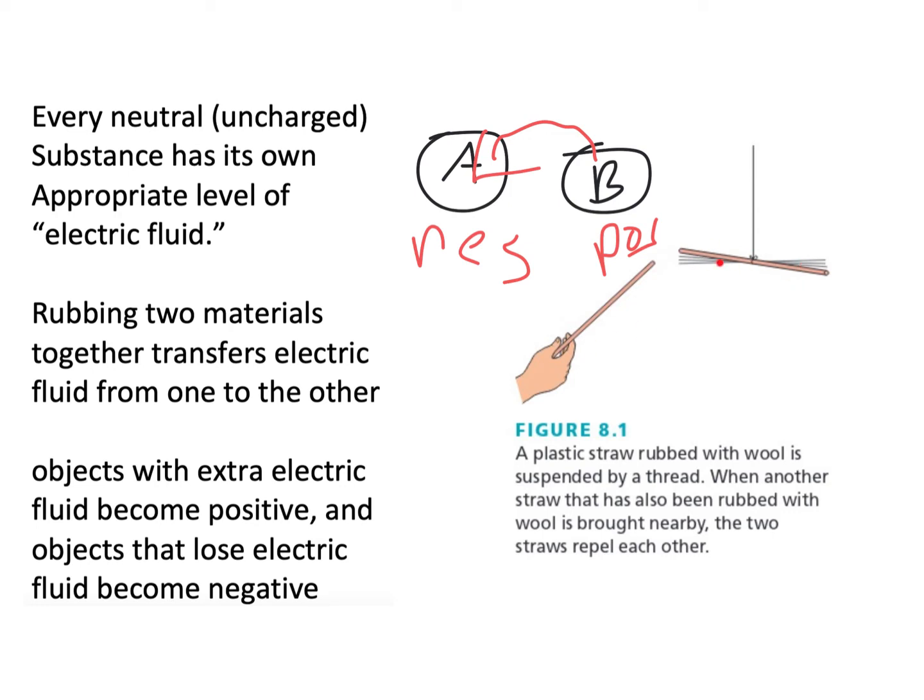If I have this rod that's suspended and it's charged, and I have another rod that's charged, if they have the same kind of charge, the two rods are going to repel one another, and this guy will spin away. But if they have opposite kinds of charge, they'll attract, and this guy will spin towards this guy.